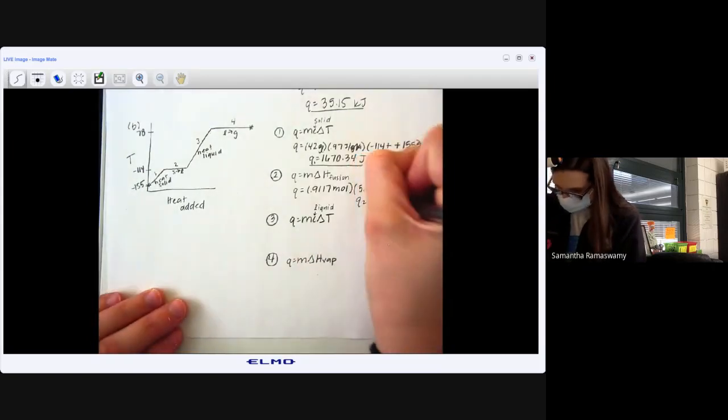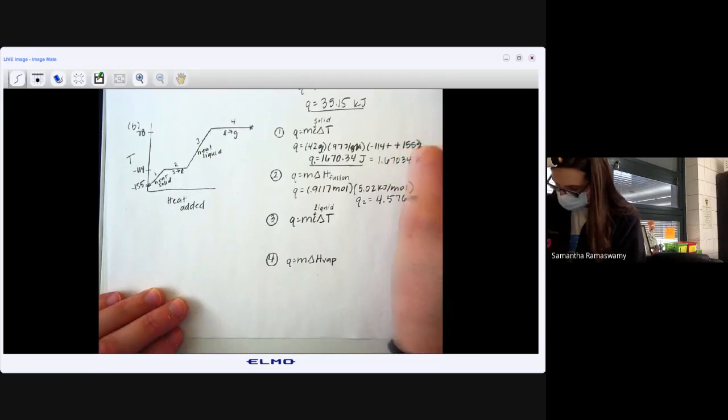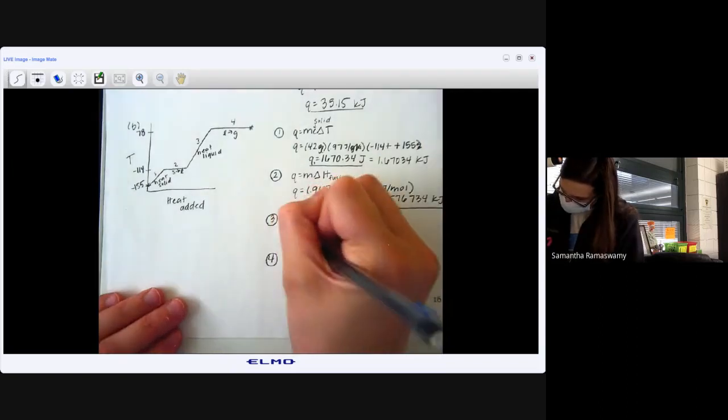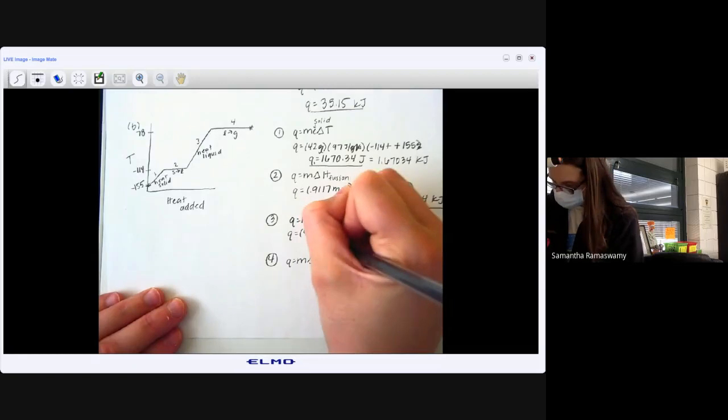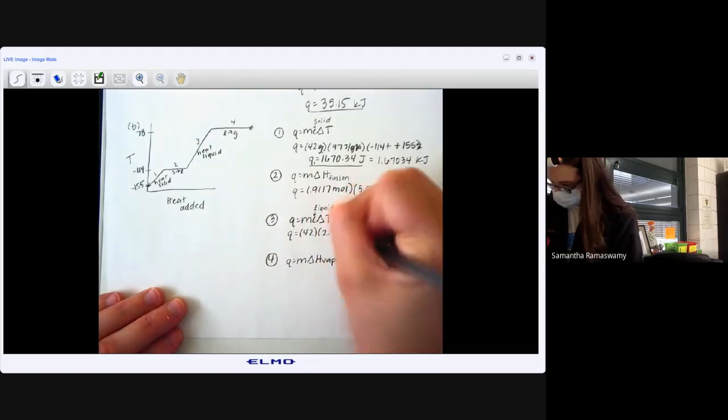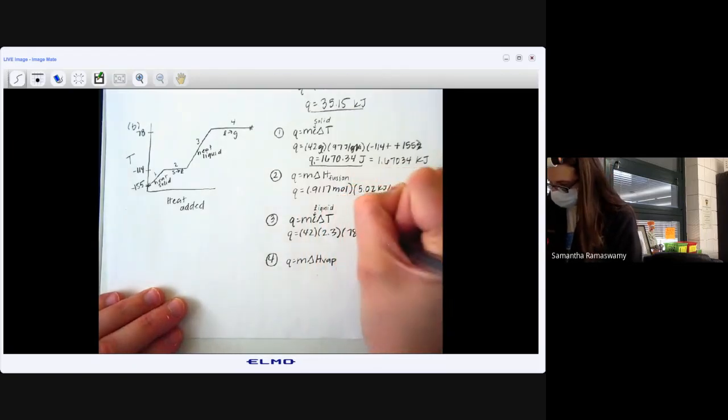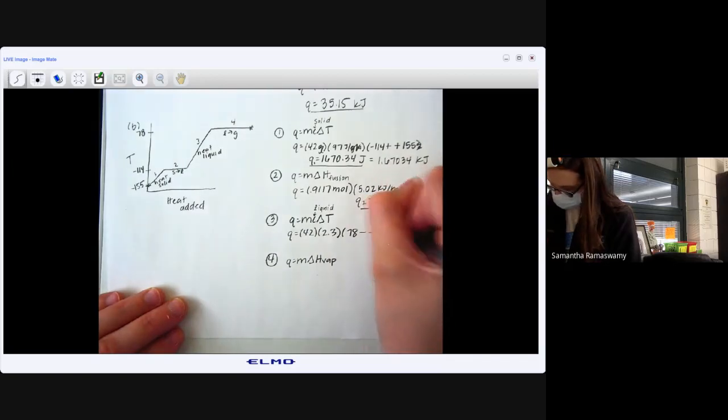Q2, 76, 7 measurements. Liquid 2.3, 78 minus 114.